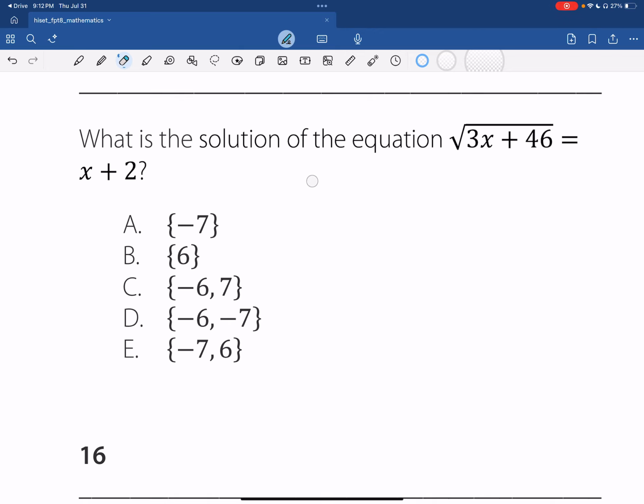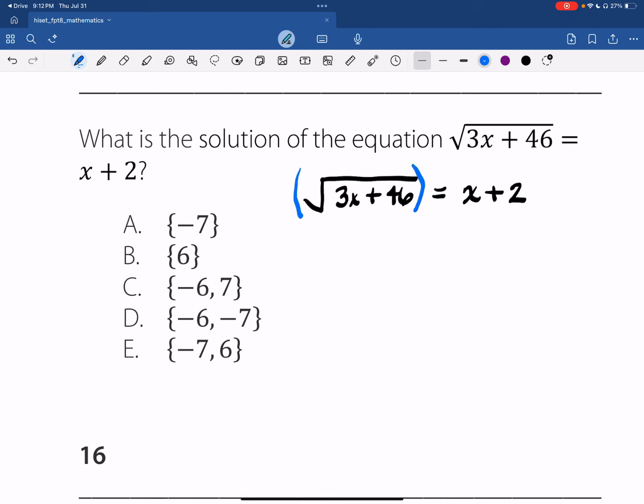So I have the square root of 3x plus 46 equals x plus 2. And I can tell you immediately that I want to get rid of that radical sign. So the opposite of the square root of 3x plus 46 is raising it to the second power. And I'll have to do that to both sides. So the radical's gone. That cancels that radical out.